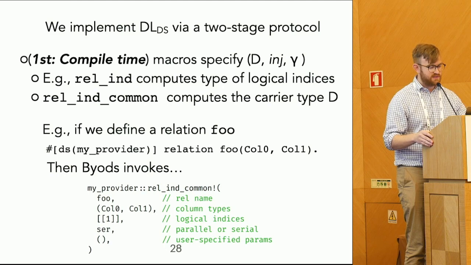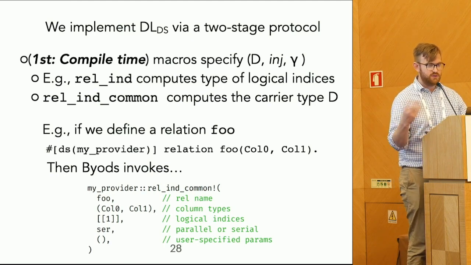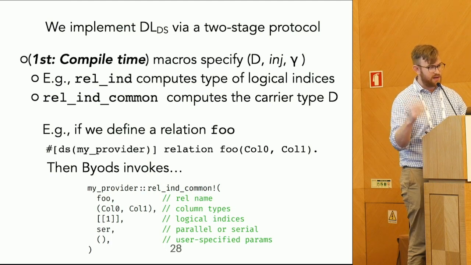So we define this via a 2-stage protocol. The first is compile time, where macros specify this formalization. So for example, the user has to specify the rel ind macro, which computes the type of logical indices. This is called by the BYODS compiler to figure out indices as the compilation happens. Rel int common computes the carrier type that's actually going to represent these tuples.